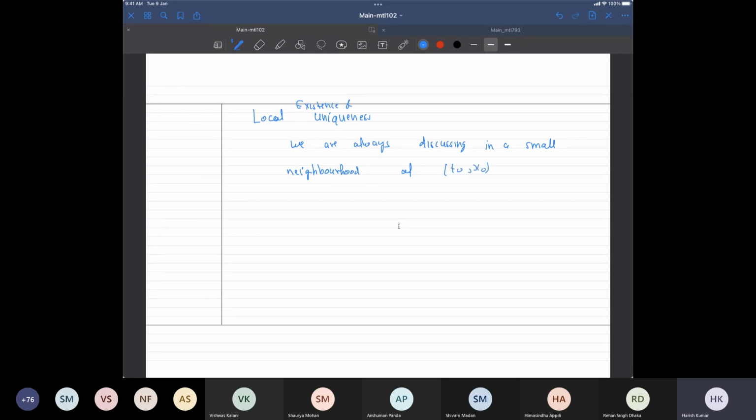So the question is, can I say something about the whole thing? Can I say something bigger? And the answer is yes. Let me just state the theorem. This is the global existence theorem, and it also gives you uniqueness with exactly the same argument. It will be clear in a second. Global existence theorem.